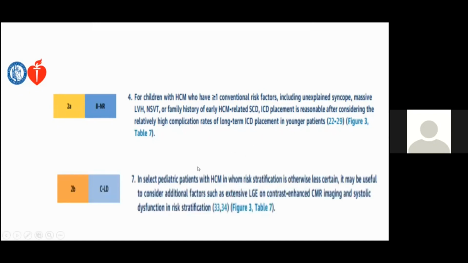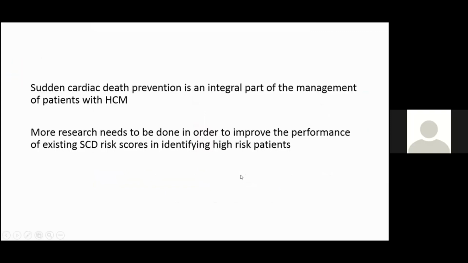In patients whose risk remains uncertain, the American guidelines recommend the use of late gadolinium enhancement and systolic dysfunction in the risk stratification process. Sudden cardiac death prevention is an integral part of the management of patients with hypertrophic cardiomyopathy. More research needs to be done in order to improve the performance of existing sudden cardiac death risk scores in identifying high-risk patients. Thank you.